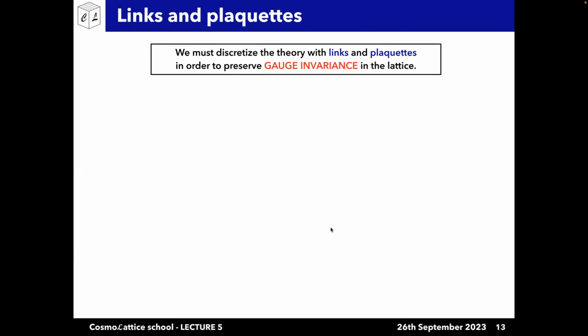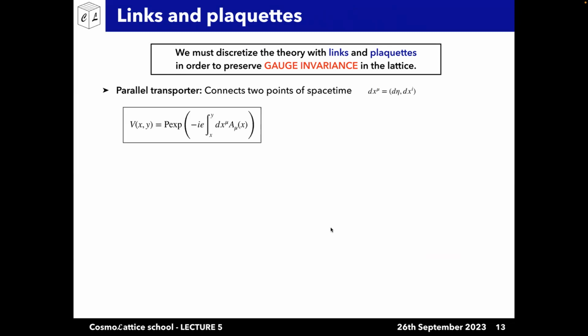So how do we do this? Well, the idea is to introduce what we call links and plaquettes, and this will ensure that we preserve gauge invariance in the lattice. So let me introduce the concept of a parallel transporter, which connects two points of spacetime. Let me call dx mu the four-vector composed of the time step and the different lattice spacings.